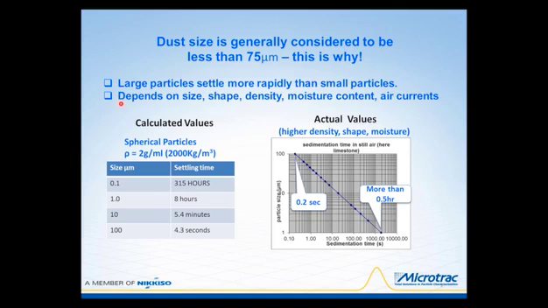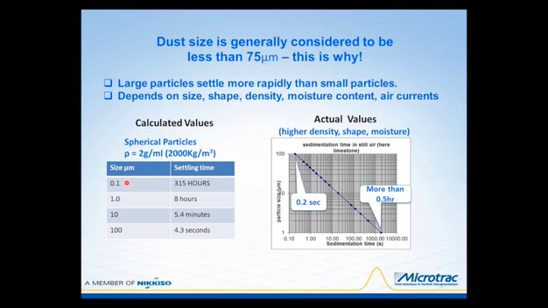Now, just to give you an idea of the differences between these different sizes and how they perform as far as the dust in the environment is concerned, I have a calculation here for spherical particles that have a density of 2 grams per ml. What I've done is put together a short chart that shows the size and the settling time based upon that size. Keep in mind that these are spherical particles, so Stokes' law is really applying here.